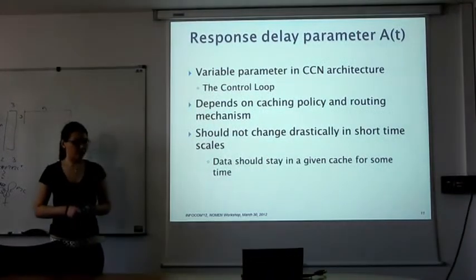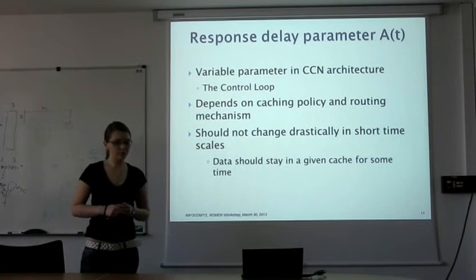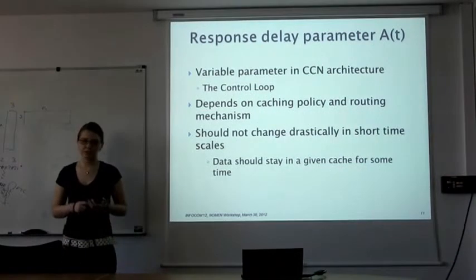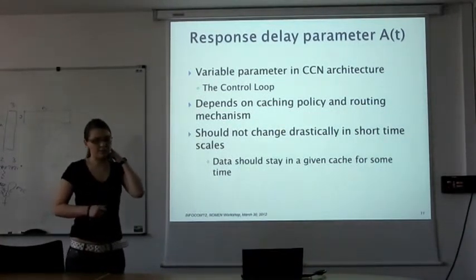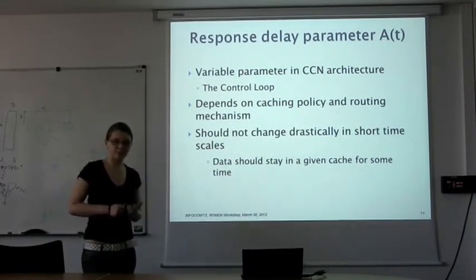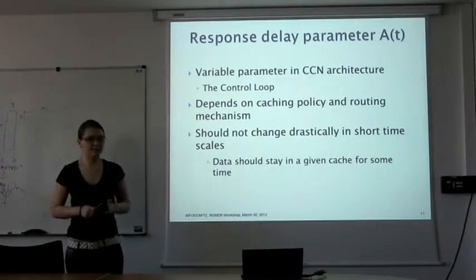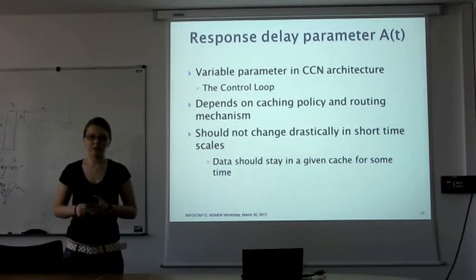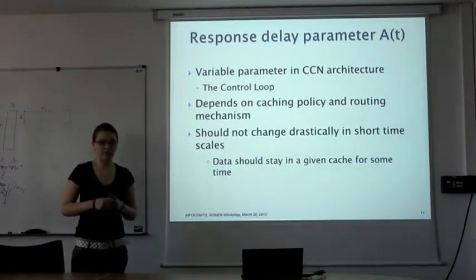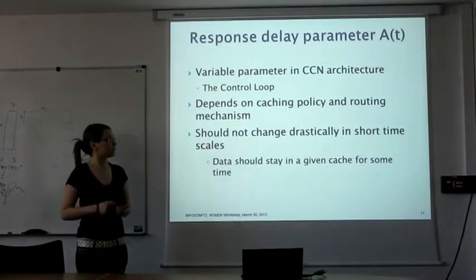So what about the response delay parameter? As I said before, it's not constant. So we use this parameter in our mechanism as a control loop. And this parameter depends on the caching policy and the routing mechanism applied in the network. But we suppose that the response delay should not change drastically in short time scales. It means that when data are in the same cache, the response delay for each chunk will be constant. So during some time, the response delay will be constant.